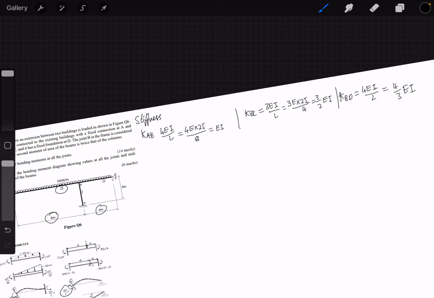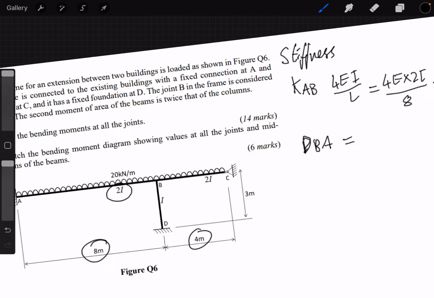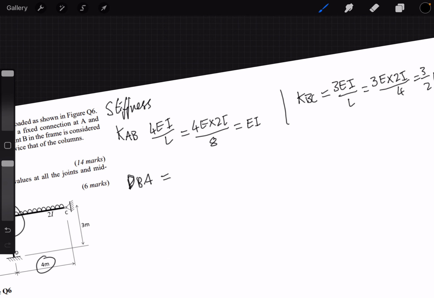Now we need to do the distribution factor, which is the ratio of stiffness between each element. So let's look at DBA. Basically we're finding the ratio between each element. So the ratio of stiffness for BA compared to, at joint B, all elements AB, BC, and BD, equals EI over the sum of all the stiffness, which is 23 over 6 EI. So the distribution factor is 6 over 23.